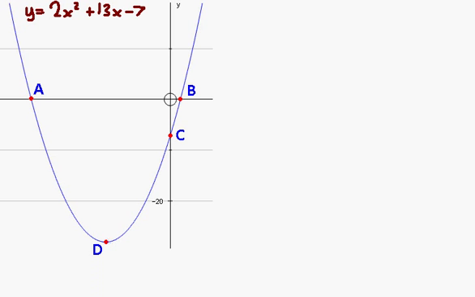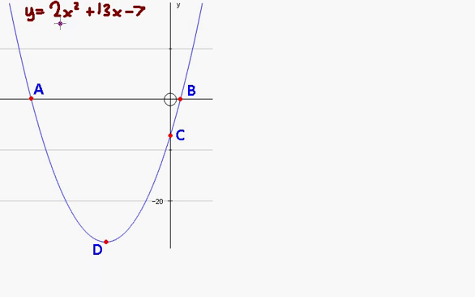So first of all, how do I find A and B? Well, there are three methods to do this. I will go through all three in this video. The first one I'm going to use is factorization, so putting it into brackets.